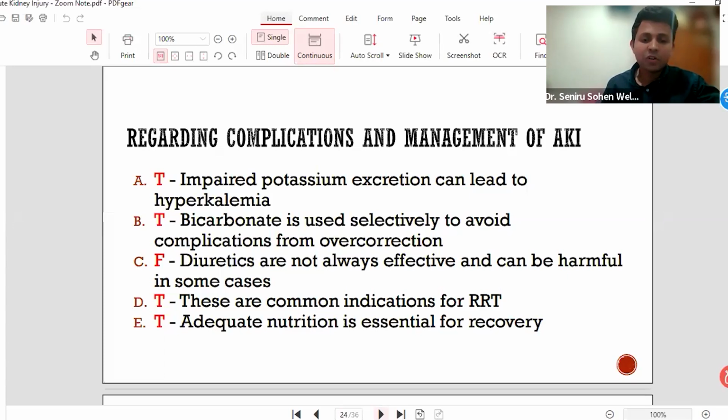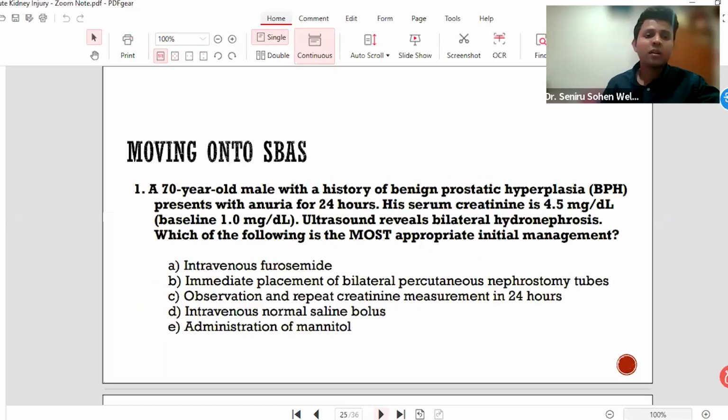Then I have some SBS for you. Take about 1.5 minutes to think about the answer for this. We have some engagement in the chat.